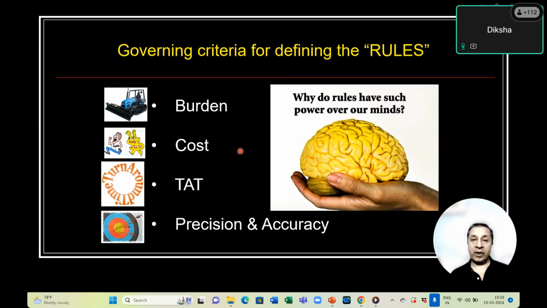So what are the governing criteria to define your rules? Obviously, there are a lot of things which we need to keep in mind. The important points are, first, how much is the workload or the burden that you need to take care of in terms of the number of slides that you want to review? What will be the cost involved in defining how many slides you will actually review? Then what is your turnaround time? And again, as I said, validating those rules to define whether you are precise and accurate at the same time.